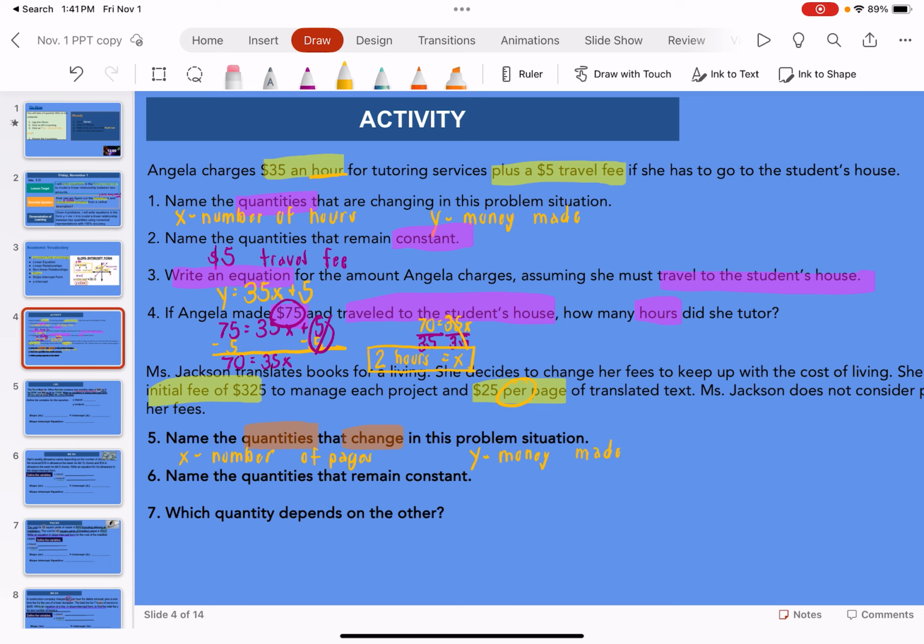And I know that the word each might confuse us because we've learned that per, each, every represents the slope, right? But over here, we have the number 25 in front of the word per. Each goes with the initial fee of $325. But if she just does one project, she gets that constant fee of the $325. That's the amount that she gets. On top of that, she gets paid for how many pages she translates, right? So for number 6, to answer the next question, name the quantities that remain constant. The quantity that remains constant is that price per project, that $325 initial fee.